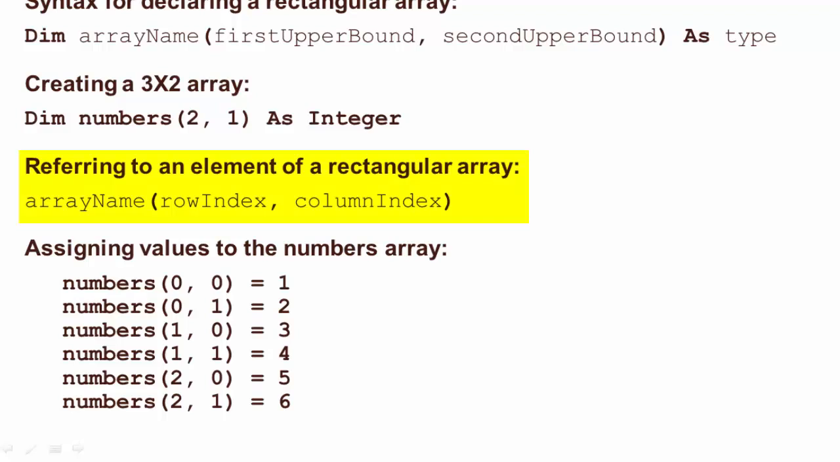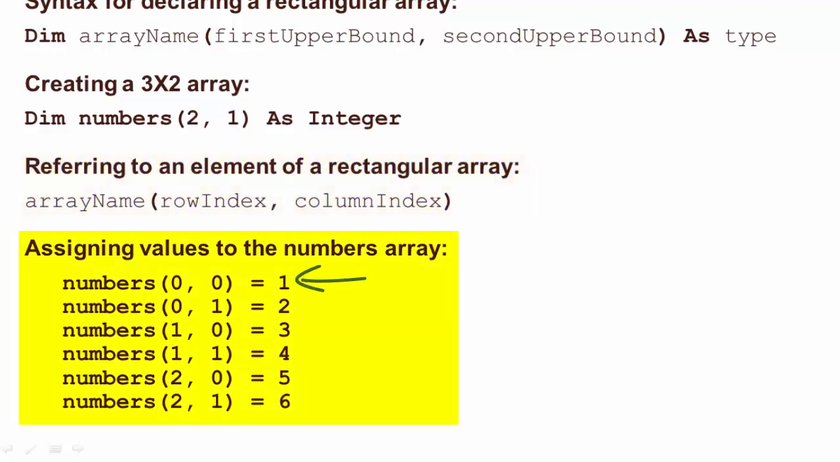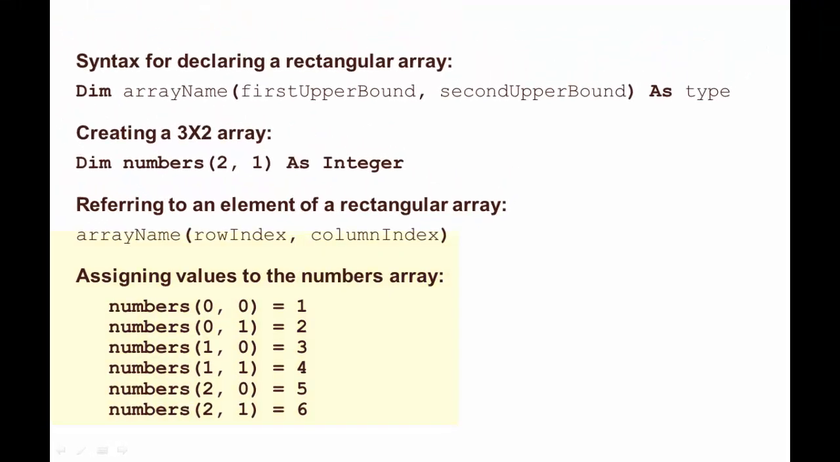Referring to an element, we use the row index and the column index. So here we're saying the first row, first column, first row, second column, second row, first column, second row, second column, and so on through 3 rows.